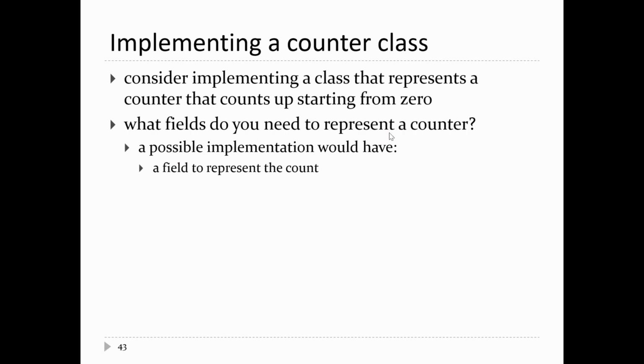Okay, so we want to implement this class. The first question you ask is, what variable or variables do I need to represent a count? It looks like these are integer counts, so I probably need a field of type int or long or something like that. And it looks like I only need one. There's no maximum value, there's no minimum value, we're not incrementing in steps other than 1. So it looks like we can get away with just one field.